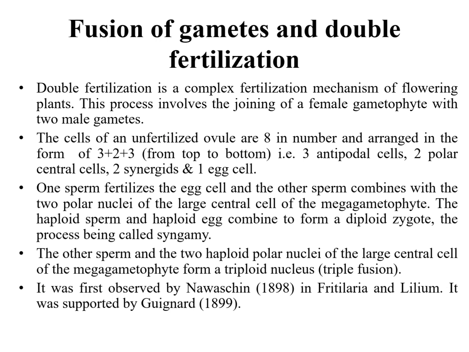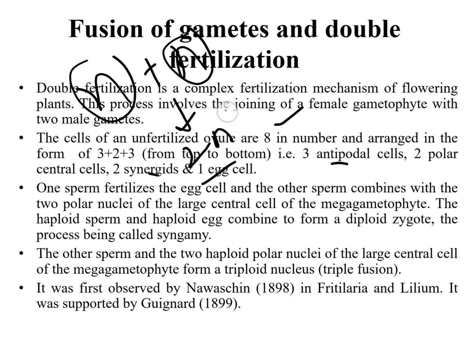So inside that embryo sac we have 8 nuclei. 3 are arranged at the top, 3 at the bottom and 2 in the middle. 3 antipodal cells, 2 polar nuclei in the central cell, 2 synergids and 1 egg cell. One sperm or male gamete fertilizes the egg cell and forms the zygote. So one male gamete will fuse with the egg cell to form the zygote, which is diploid in nature.